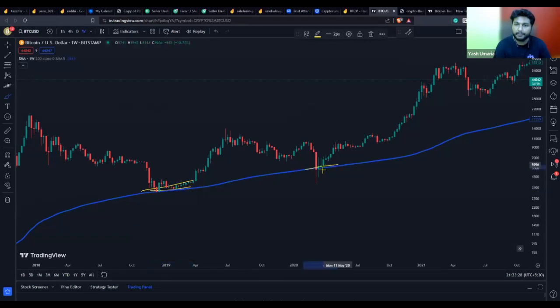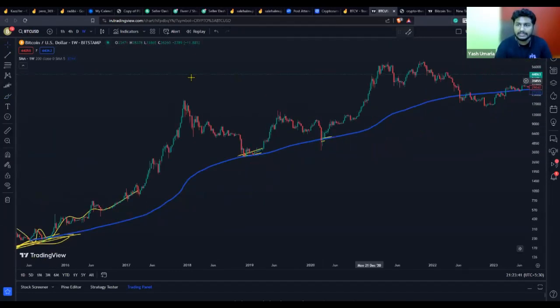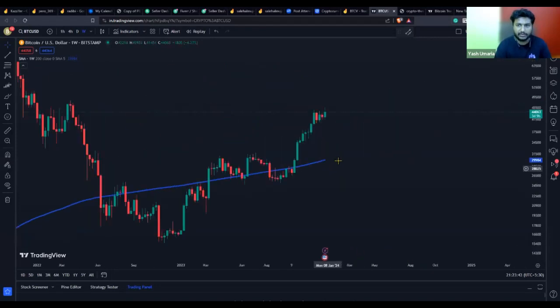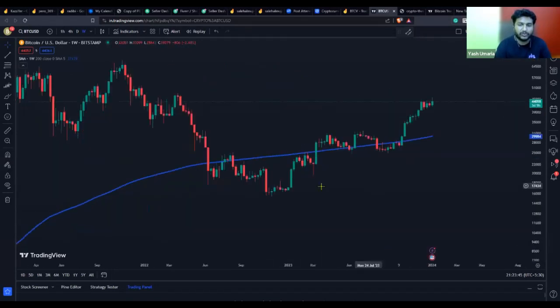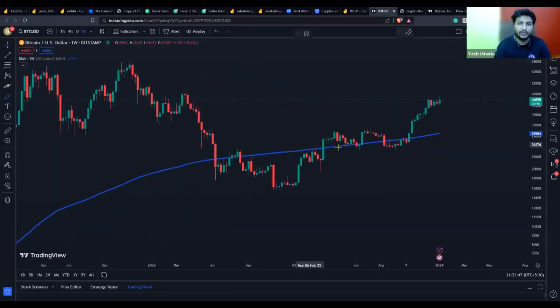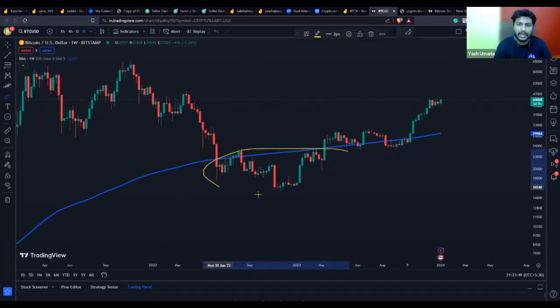Even in this, this was COVID. This whole drop was just around the starting of COVID, right? Even at that point, who supported the market? The 200-week moving average supported the market. And this time what happened? The market did break. Let me be very clear, the market did break the 200-week moving average, and it went down. And believe me, that was the best time to invest in Bitcoin.